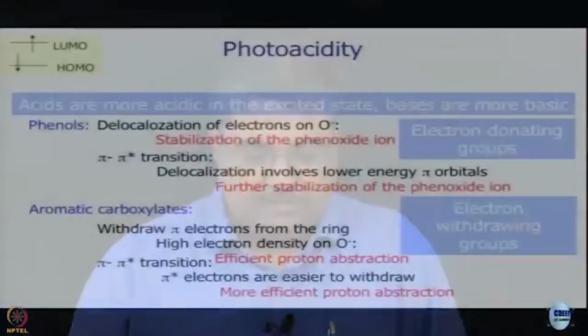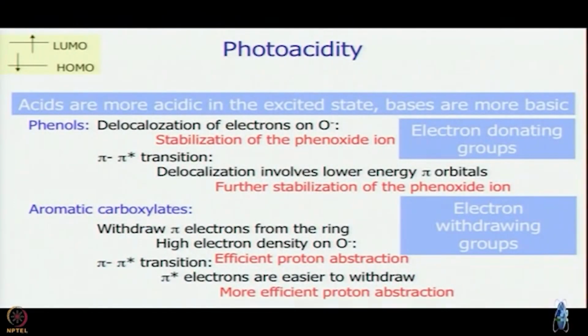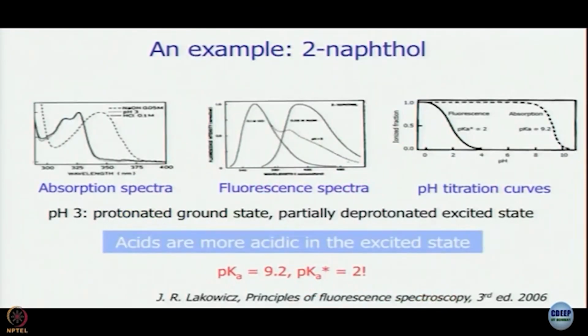And once again, well, this same thing happens for anions. To demonstrate this, the favorite example I have, all this is taken from Lakowicz's book, is that of beta naphthol. One can generate titration curves using the absorption spectrum to get the ground state pKa, or from the fluorescence spectrum to get the excited state pKa.